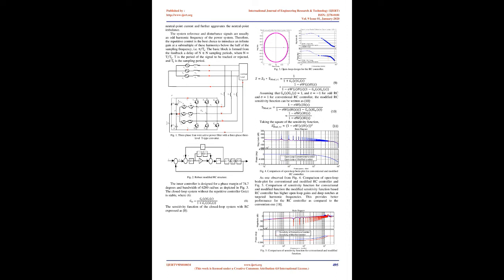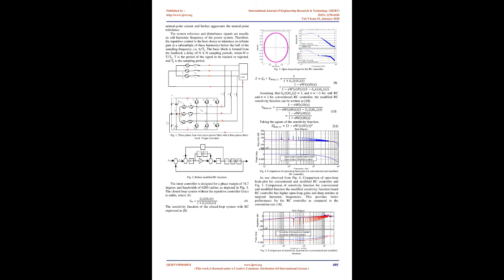The rest of the paper is organized as follows. Section 2 describes a three-phase four-wire three-level T-type converter configuration. Section 3 explains the repetitive controller for inner controller. Section 4 presents simulation and experimental results, and finally, the conclusion is drawn in Section 5.